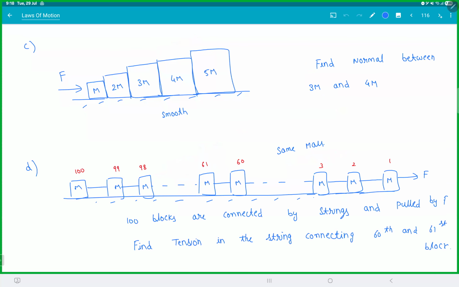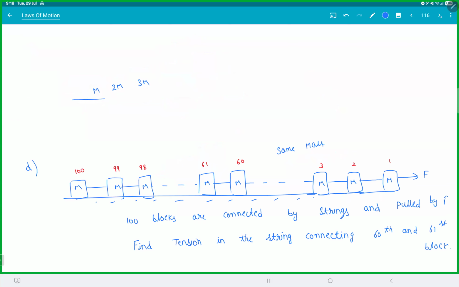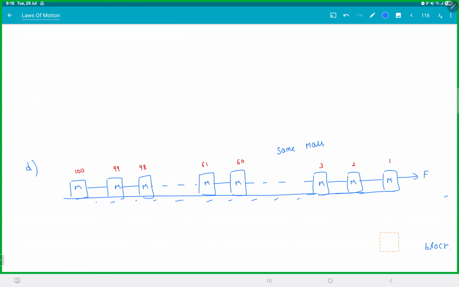Can you do this 100 blocks problem? Find the tension in the 60th and the 61st block.